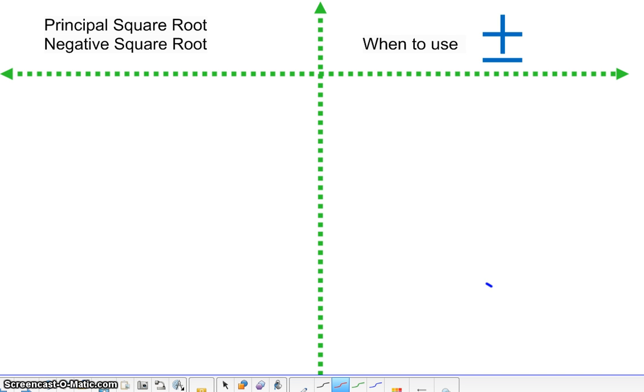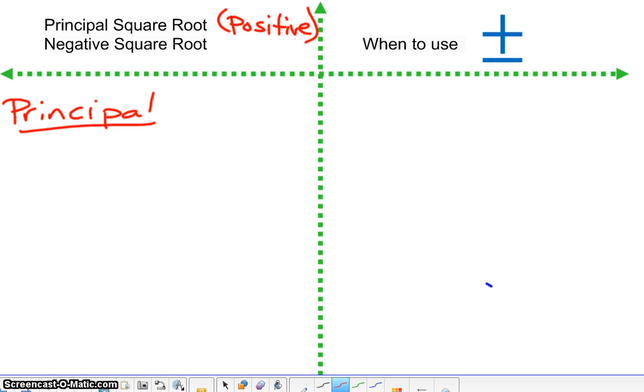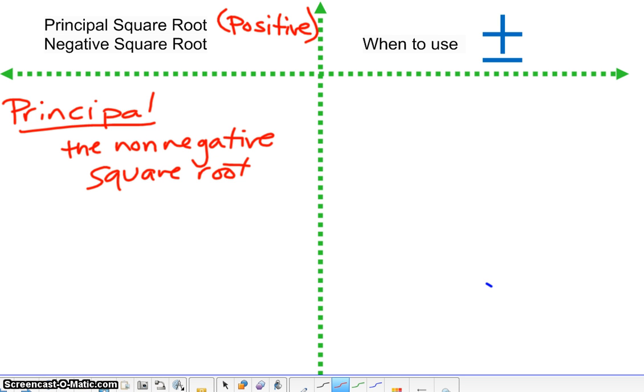You will also need to know the difference between a principal square root, which is the positive square root, and a negative square root. For example, a principal square root is the non-negative square root, which is the positive. So when you are given a problem like square root of 16, I only want you to give me 4 for the answer. Same with square root of 121. 11 would be your only answer because I want the positive answer.